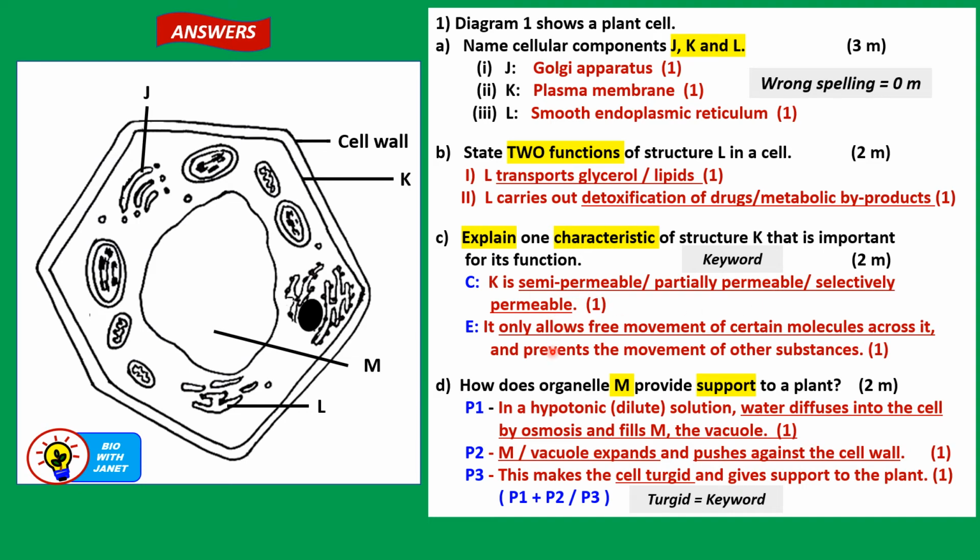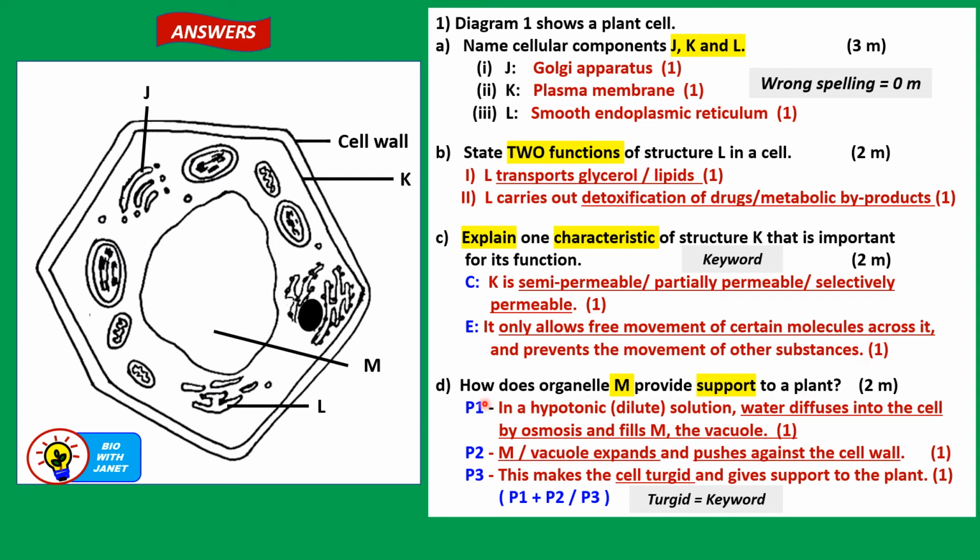Secondly, you have to explain what it means. You've stated the characteristic, now you explain. What do you mean by semi-permeable? It means that it only allows free movement of certain molecules across it, that means molecules that are smaller in size, like glucose molecules or water molecules, and prevents or limits the movement of other substances. You can use the word prevents, it's easier. It prevents the movement of other molecules that are bigger in size, like starch molecules. They cannot pass through the plasma membrane.